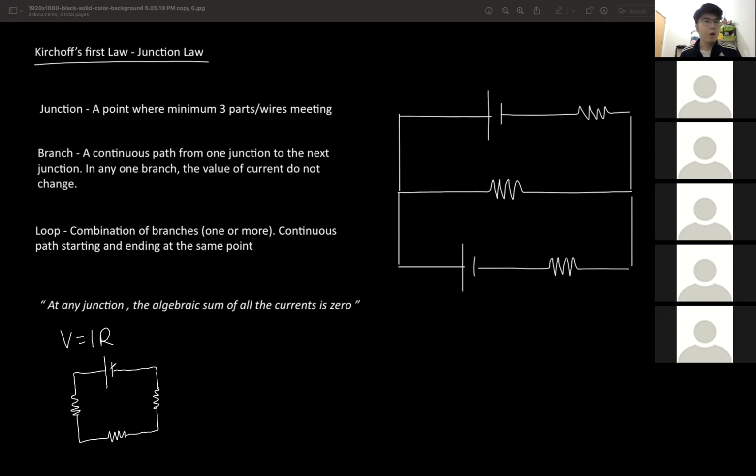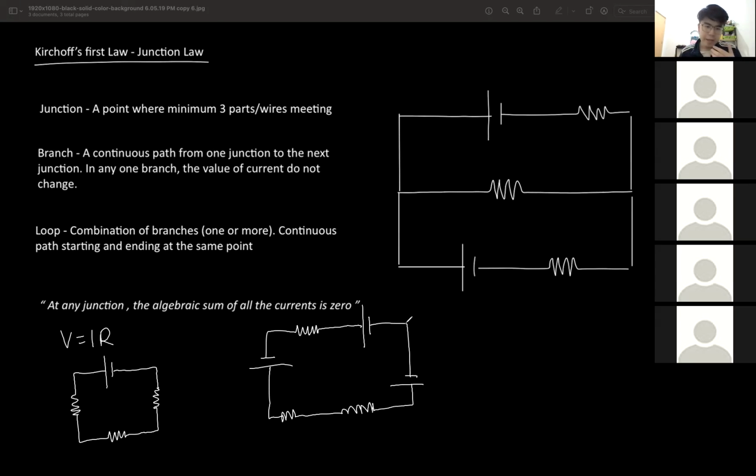What do I mean by a complex circuit? A complex circuit is the one where there are many batteries in it, with all the positive terminals kind of mixed up a bit. For example, I put a battery here, I put a resistor, I put another battery like this. Maybe here I put another battery like that. So this is an example of a complex circuit.